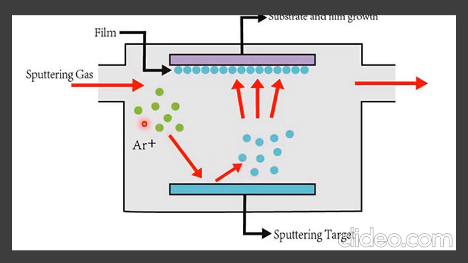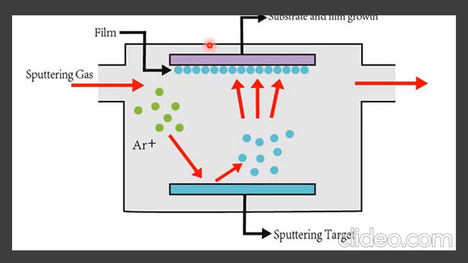The positively charged inert gas ions result in physical removal of the target or source material molecules or atoms. These atoms or ions will travel toward the surface of the substrate, which is placed at the anode. They will interact with the surface of the substrate and get deposited onto it as a thin film. In this way, dear student, we deposit thin film by the sputtering process. This is just a schematic overview of the simplest sputtering process.